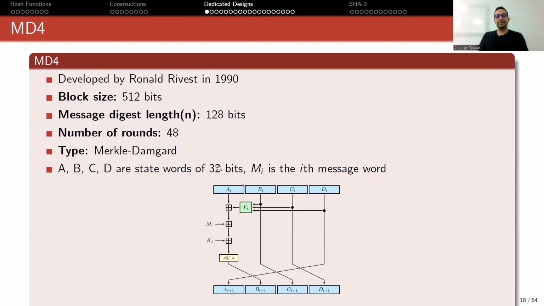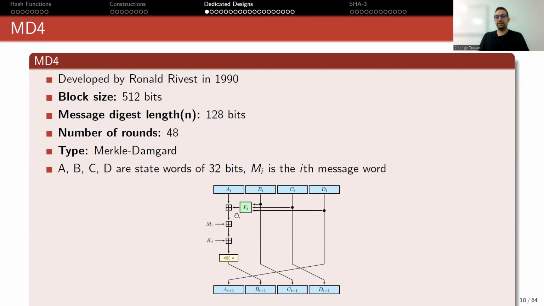Okay. So this is a picture of a single round, and the number of rounds is 48, so you have to repeat this process 48 times. As I mentioned, this is a Merkle-Damgård type construction. A, B, C, D in this picture are state words of 32 bits. So all of these words or lines represent 32 bits, okay? So it starts like this.